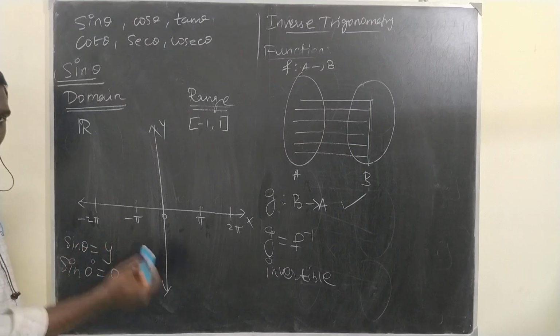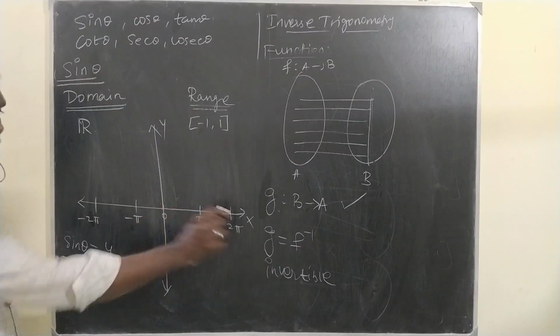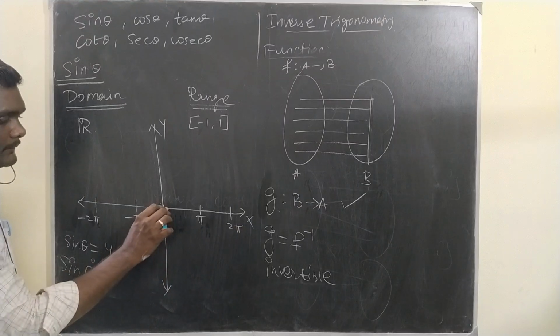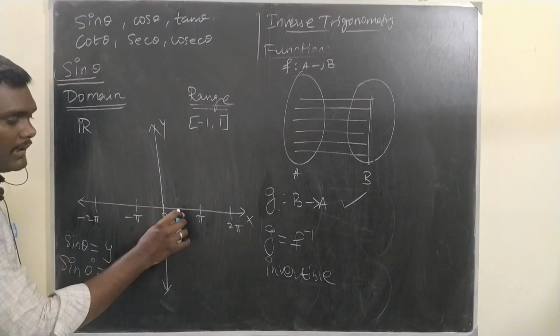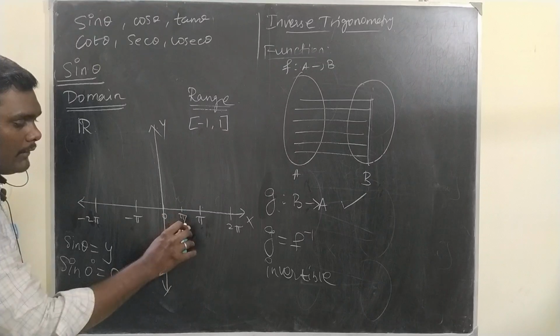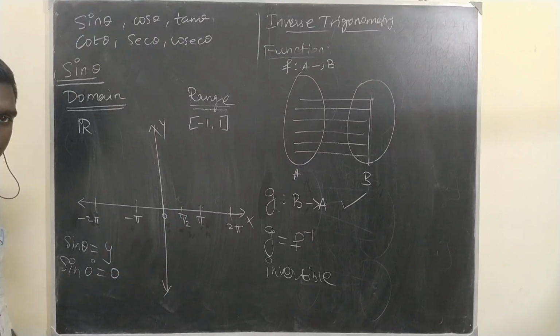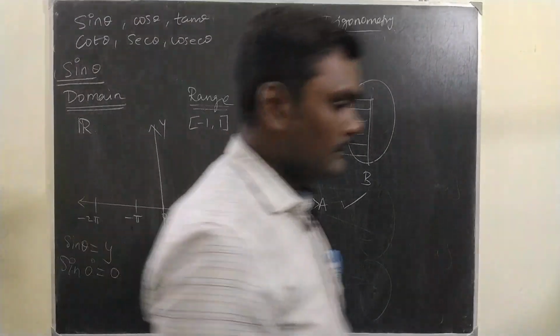As I told you earlier, sin theta equals y, or sin x equals y, so you have to mark the ordered pair theta comma y. So 0 comma 0 you can mark. And then between 0 and pi, we have pi by 2, don't we? Are we having it or not?